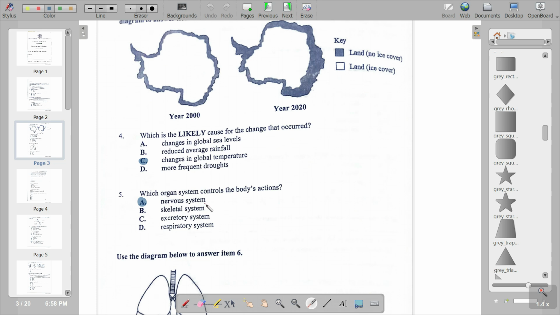Number 5. Which organ system controls the body's actions? And I chose the nervous system, which is made up of the brain, etc. So the skeletal system, no. Excretory system is just one part. Respiratory system is just one part. The nervous system controls the body. So I chose A.